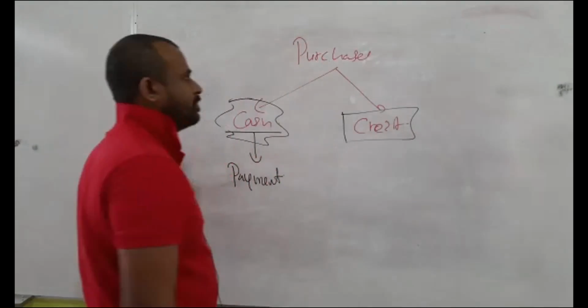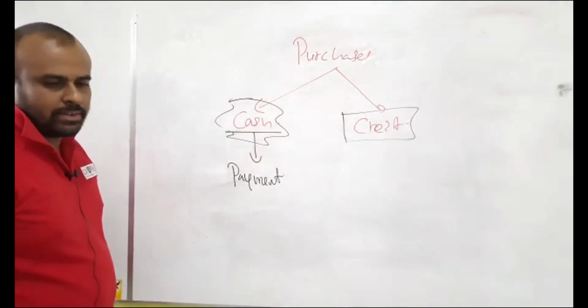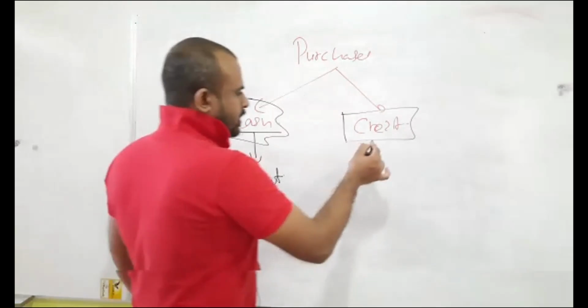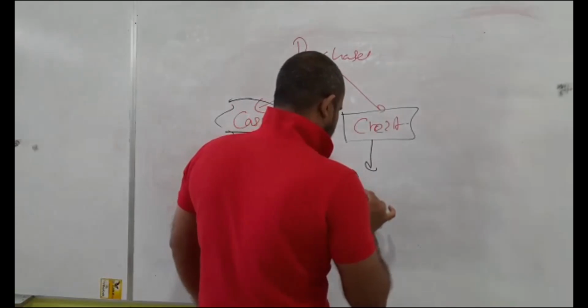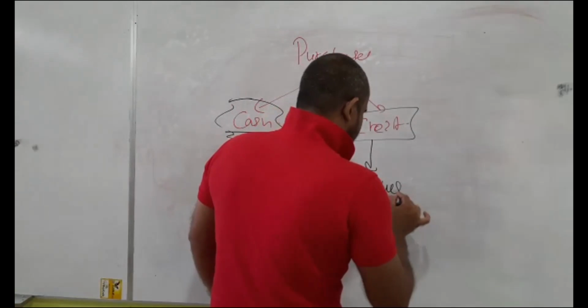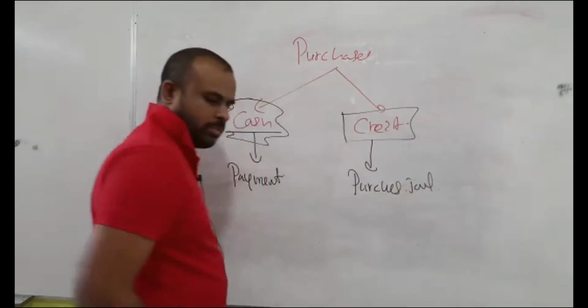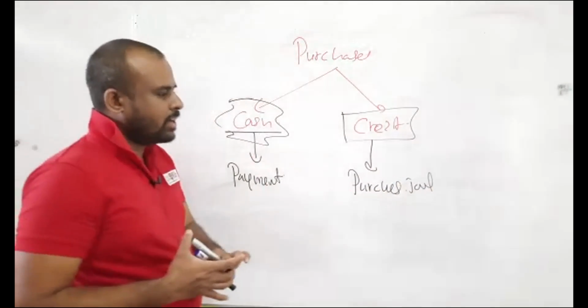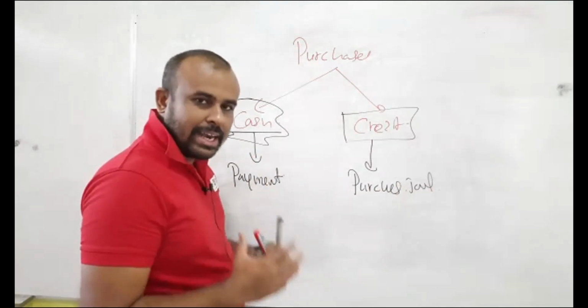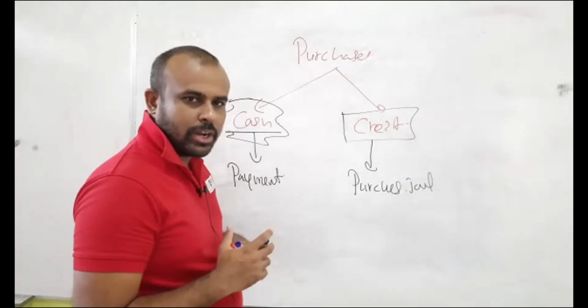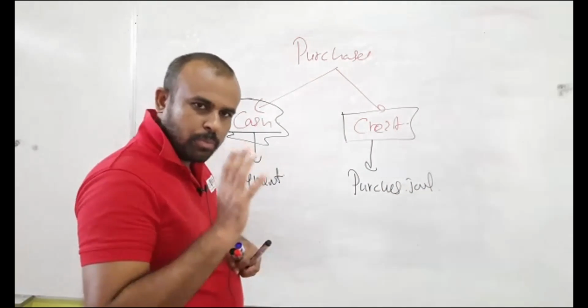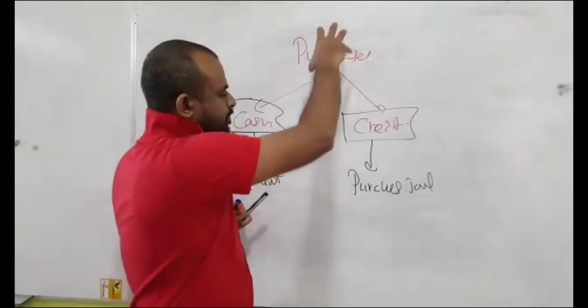In the purchases journal, what do we record? Only the credit purchases. So is that statement true or false? False. In the purchases journal you record only the credit purchases. Hope you can understand.